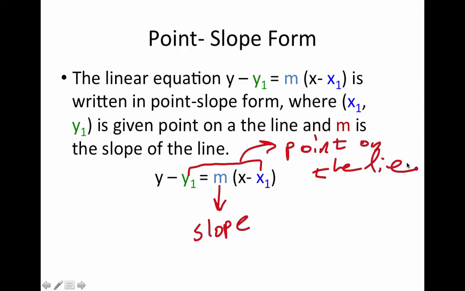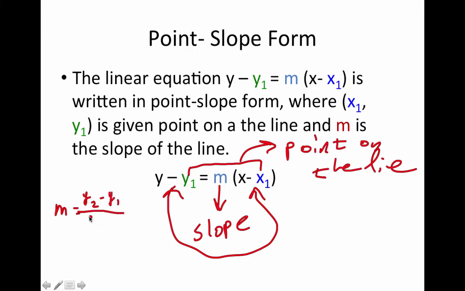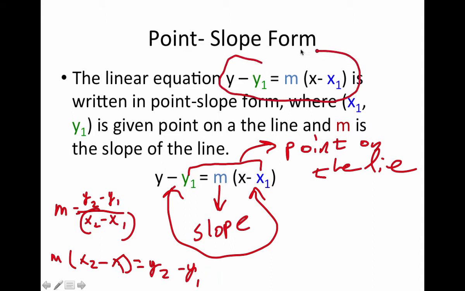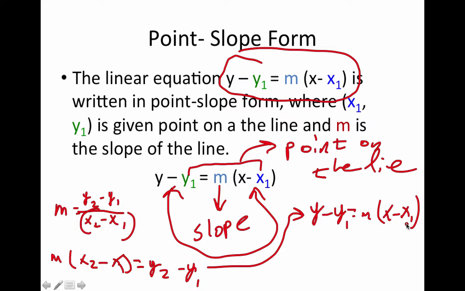Please note the minus signs are part of the formula. Hey, wait, where else do we see y being subtracted and x being subtracted? M equals y2 minus y1 over x2 minus x1. What happens if I multiply both sides by this thing? Look what I get. M times x2 minus x1 equals y2 minus y1. Oh my gosh. The point-slope form is just the slope equation rewritten. Y minus a y coordinate equals m times x minus x coordinate. Who would have thunk it? Wow, that's great stuff.